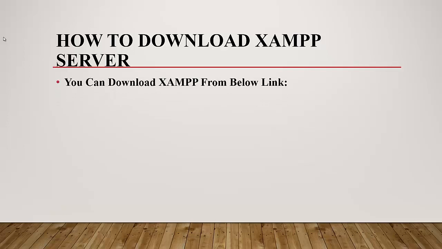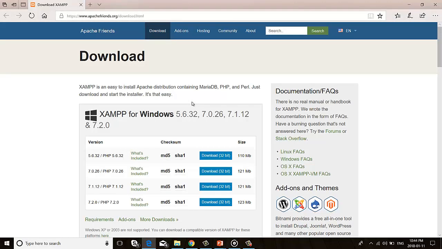Here you can download XAMPP server from the link below, www.apachefriends.org. This is the official link of the XAMPP server website. You can find this link below in the video description. Then just open this link in a browser. And here you can see the official website of XAMPP server. After that you can see different versions of XAMPP server supporting different operating systems.